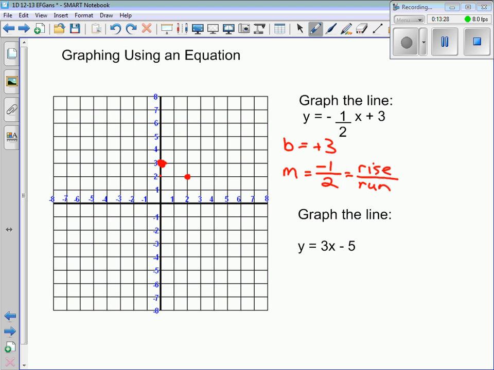We can do that again. Down 1 for our rise, over 2 for our run. And then we can connect these points together to form the graph of our line. And it's always a good idea to label this. We'll label this one y equals -1/2 x plus 3. Okay.